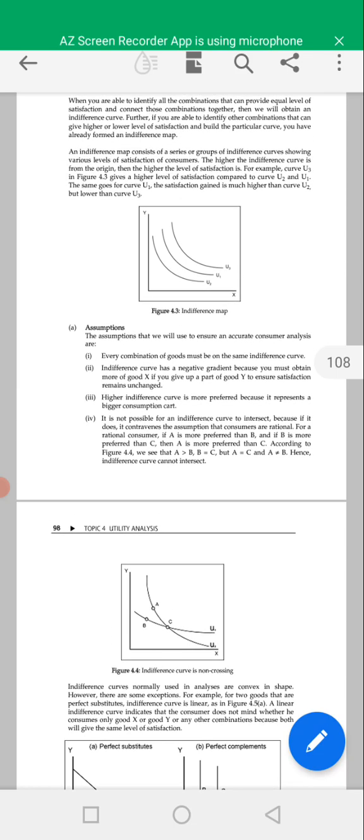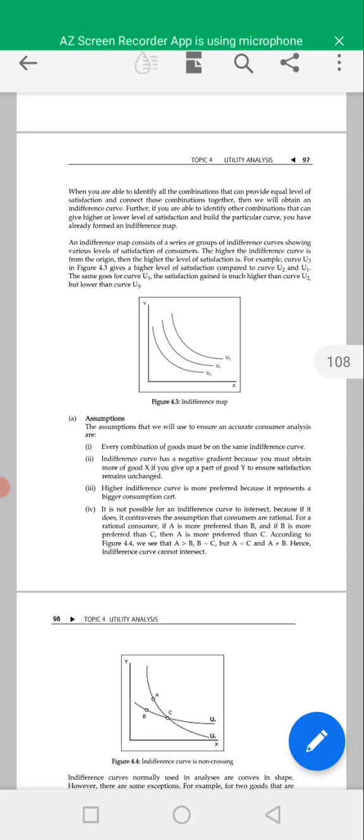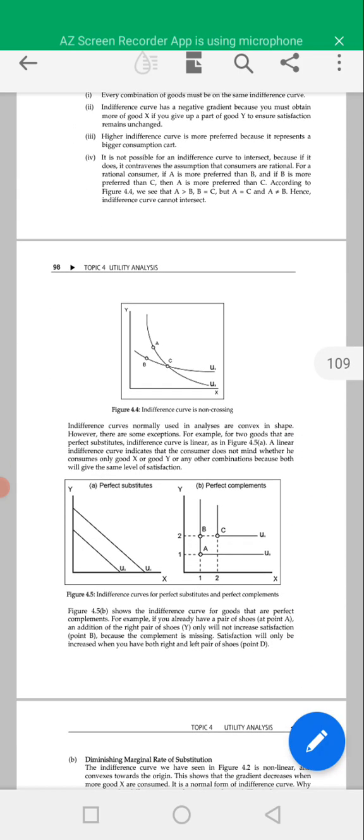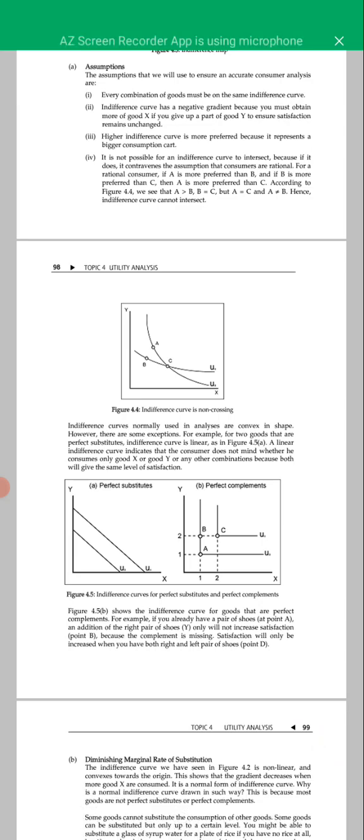And we described that there are different types or different shapes of indifference curves. All right, and these shapes are determined by the types of goods, the two goods that we are looking at. If the two goods are normal goods, they have no relation whatsoever, then we're going to have the convex indifference curves.